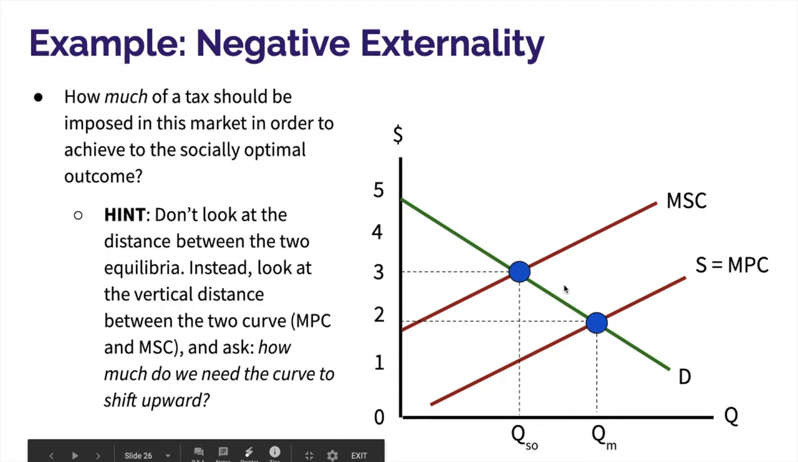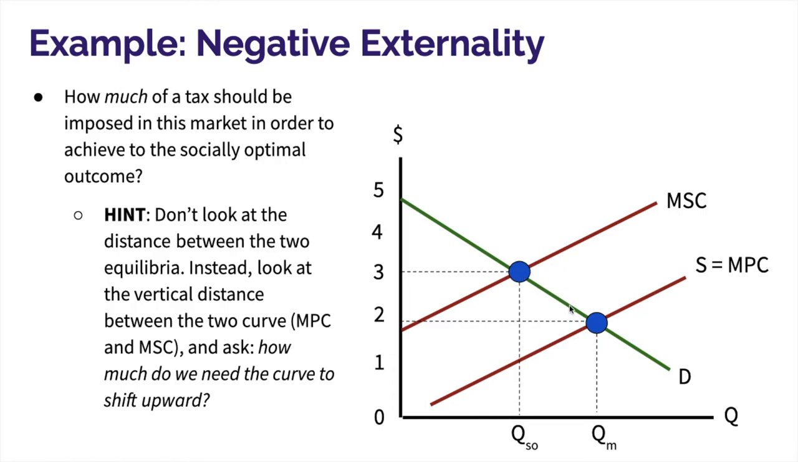So there's a negative externality. Society wants there to be less. So the question is, how much of a tax should be imposed in this market in order to achieve the socially optimal outcome? It's not just what do we need to do anymore. Okay, we learned in section 6.2 that this requires a per unit tax to fix the dead weight loss associated with this market, which would be right here. Okay, this area that I'm outlining with the cursor would be our dead weight loss. But more importantly, we need the equilibrium to get to here.